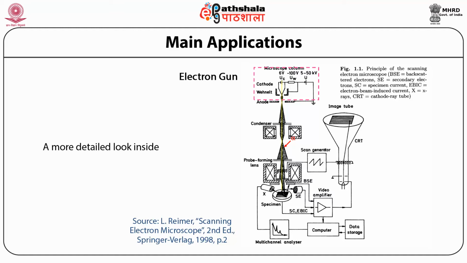Now from the specimen, we have this whole morphology of the specimen into our computer, which is being interfaced, and this CRT is the image tube, that is the cathode ray tube.